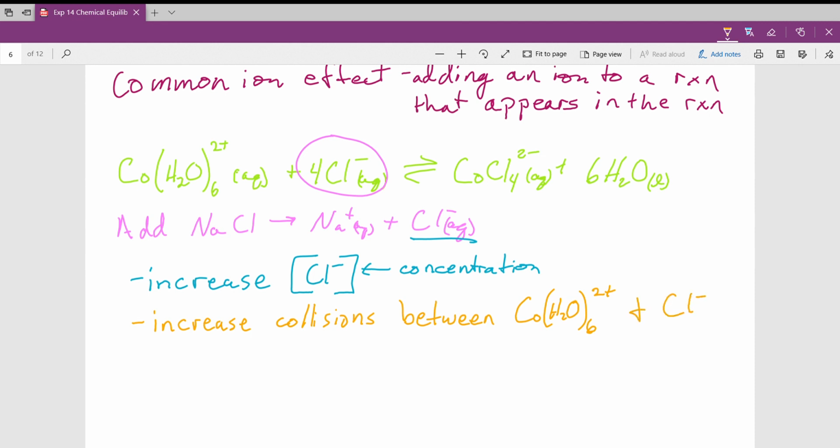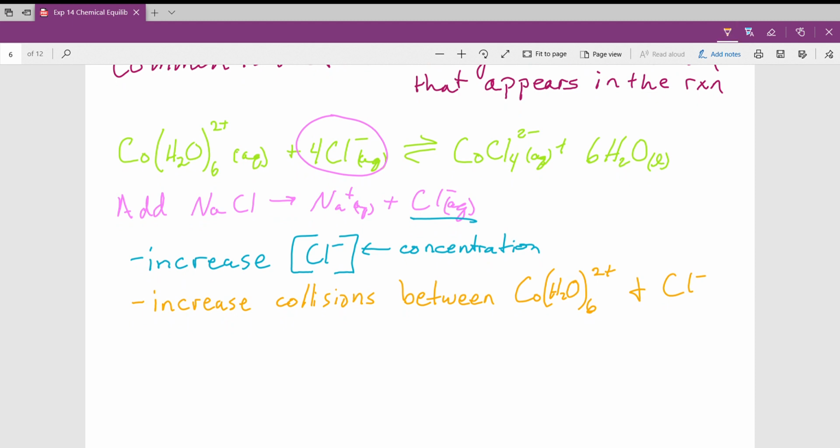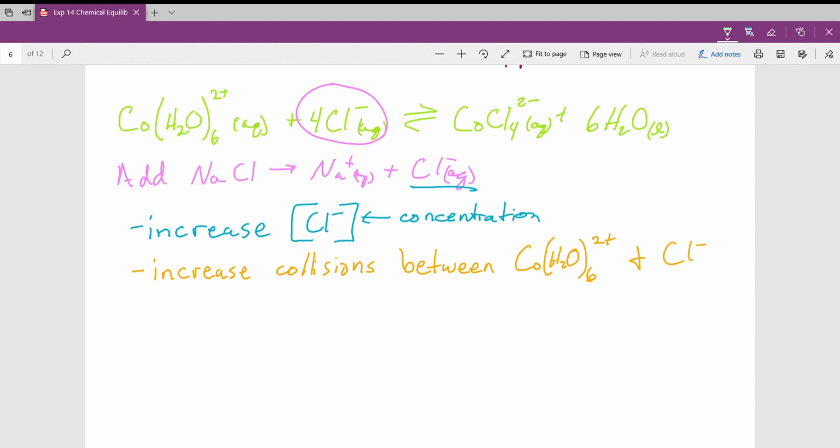Remember, if we increase the concentration of something, it's more likely to collide with what else is in there. So when we increase collisions, that makes a reaction more likely, and we increase the forward reaction rate. And what does that do? Well, that shifts our equilibrium.